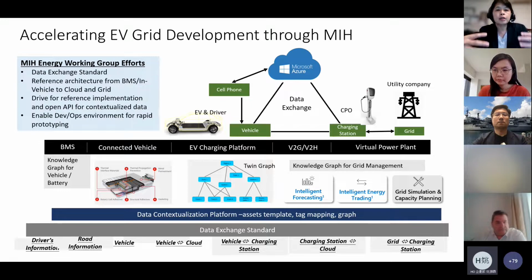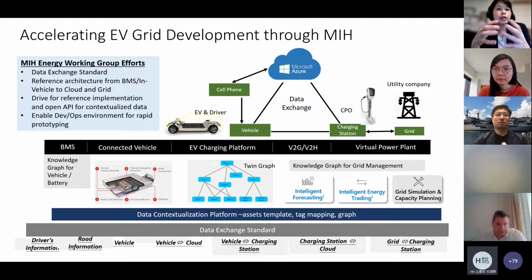You need to set up the data exchange standard between the driver, the vehicle, and the road condition, and also be able to connect to the cloud, because that allows us to do the data exchange and also leverage the computing power of the cloud for AI, predictive maintenance, and prediction capability. So we also need this data exchange standard to be established.